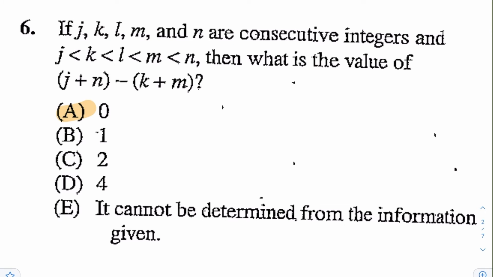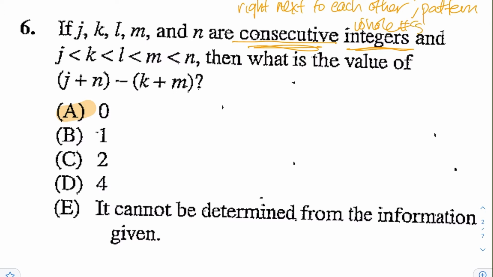Next, for number 6, if j, k, l, m, and n are consecutive integers and j is less than k is less than l is less than m is less than n, then what is the value of j plus n minus k plus m? So here these are consecutive integers, and what consecutive means is that these numbers are right next to each other. And it has to follow a pattern. And integers are whole numbers. So these numbers are like 1, 2, 3, 4, 5, or 6, 7, 8, 9, 10. Where n is the biggest. So you want to figure out the value of j plus n minus k plus m.